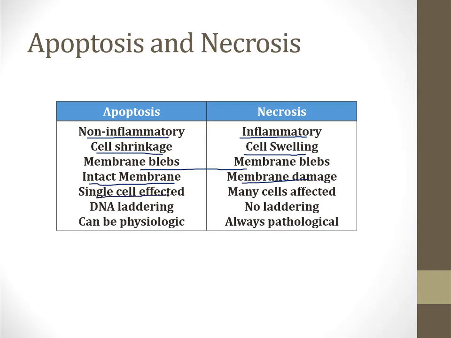A single cell can be affected by apoptosis without disturbing its neighbors. In contrast, necrosis rarely happens to a single cell. It usually happens to tissue beds, and the inflammation of necrosis draws in other cells to the area of damage. DNA laddering is seen in apoptosis. It's not seen in necrosis. And then finally, apoptosis can be physiologic. For example, it can be part of embryogenesis or part of the menstrual cycle. However, necrosis is always pathological. It always means some pathologic disorder is occurring.